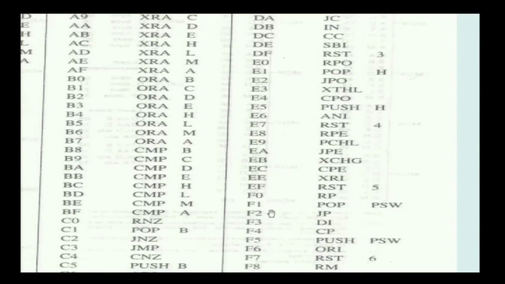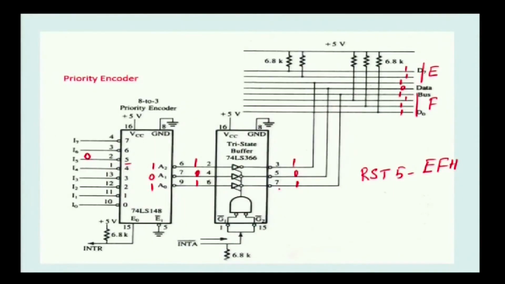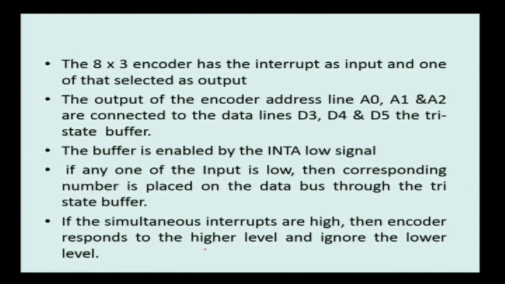So, this is the way we calculate the RST opcode, along with how the processor considers the priorities. When 2 or more signals are sending a low signal, it automatically ignores the lower level interrupts. These are the simple steps we have discussed in the priority encoder. The priority encoder is an 8x3 encoder. Among that, 8 input lines are connected to the interrupts RST 0 to RST 7, and there are 3 outputs, of which only one output is selected at a time.